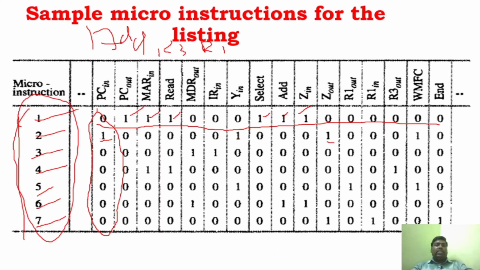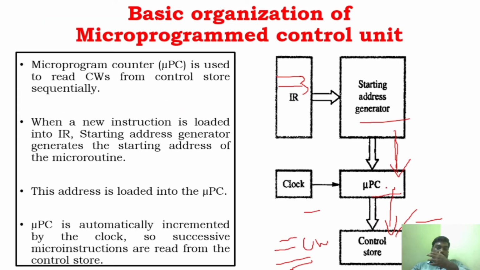You know how the control signal will be generated? You can see here, if this is enabled, it will enable this control signal: PC out, MAR in, read. So based upon the programs stored in the control store, the control unit will generate the control signals. This is the microprogram control unit, generating the control signal based upon the saved microprograms. Whatever I have said is explained here.